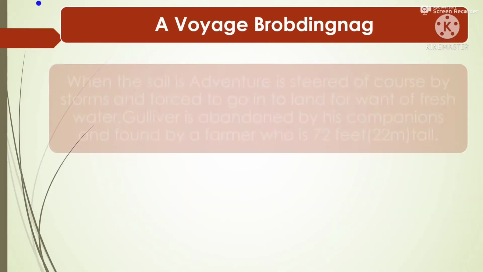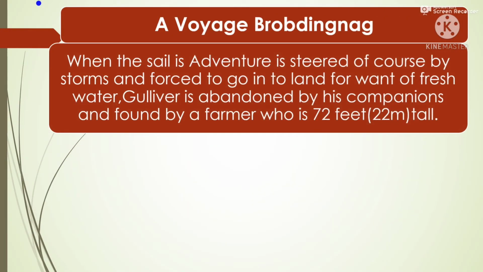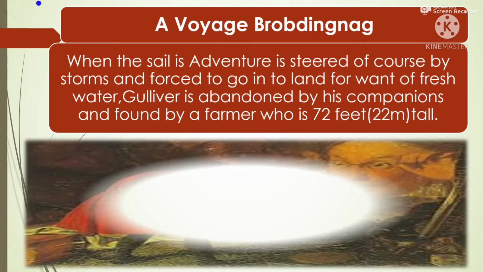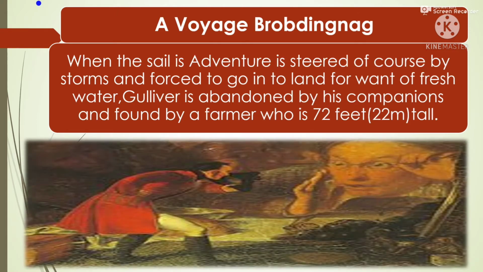And the next is a Voyage to Brobdingnag. When the sailor's adventure is steered off course by storms and forced to go into land for want of fresh water, Gulliver is abandoned by his companions and found by a farmer who is 72 feet, that means 22 meters tall. This story is in your book. Okay, we will discuss the chapter, the story, from your book, that is Voyage to Brobdingnag. We will discuss the story precisely.